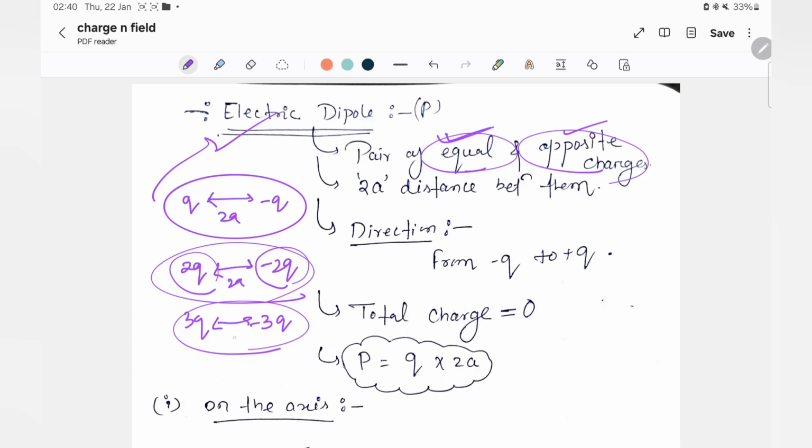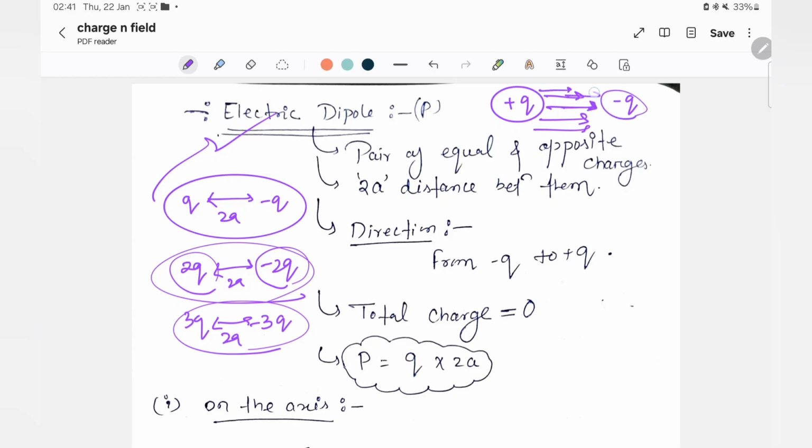Let us imagine they are kept at a distance of 2a, and its direction will be from minus q to plus q. Here is another interesting fact: the electric field has direction from the plus charge to the negative charge. We already said that plus q exhibits a radially outward electric field and a negative charge exhibits a radially inward electric field. So the direction of the electric field will be from positive charge to negative charge. But in the case of a dipole it is opposite to the electric field. The direction will be minus q to plus q.